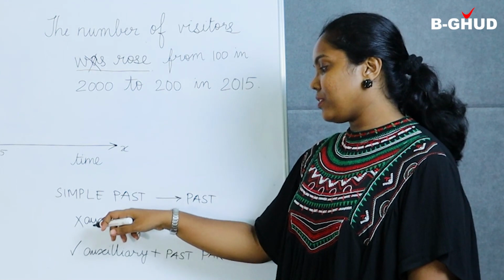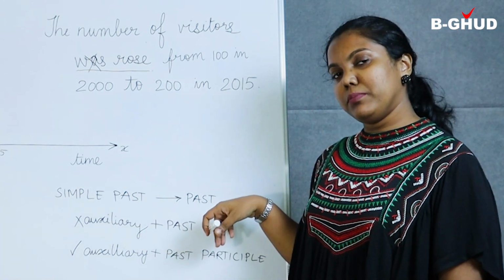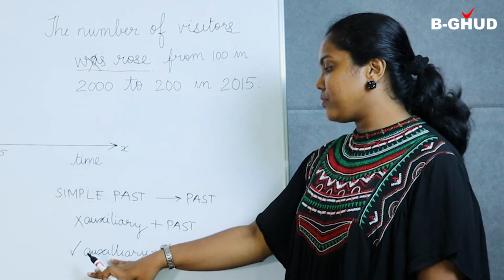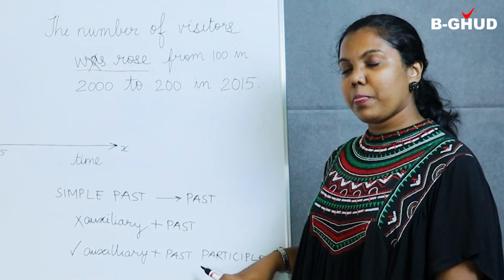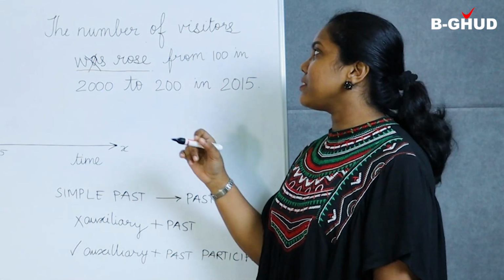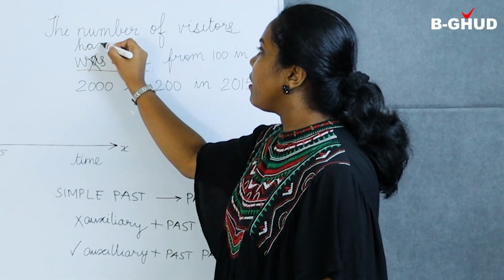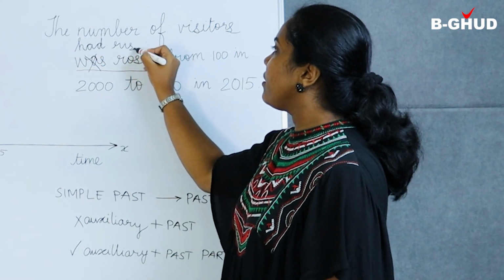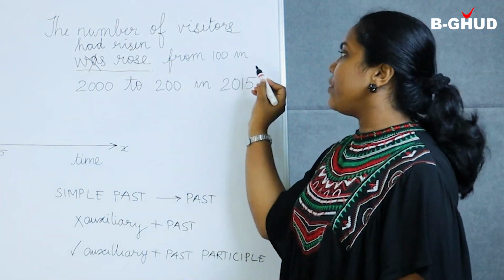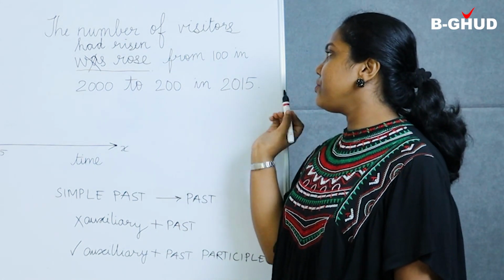We never use the auxiliary plus the past form of the verb. We always use the auxiliary along with the past participle. So this sentence can also be rewritten as the number of visitors had risen from 100 in 2000 to 200 in 2015.